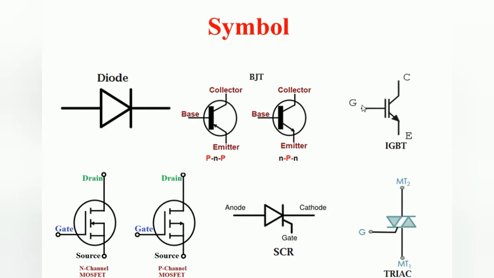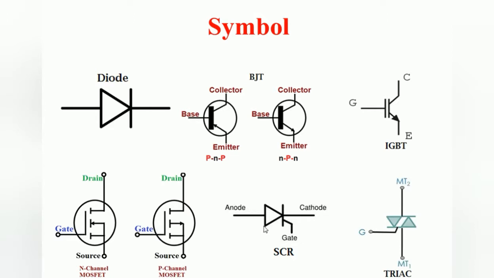And this is called the IGBT. Here we have three terminals: gate, collector, and emitter. And in the MOSFET, again we have three terminals: gate, drain, and source. In the N channel MOSFET the arrow mark points towards the line, but in the P channel MOSFET the arrow mark is opposite to that of the N channel MOSFET. Here also we have the same three terminals: gate, drain, and source.